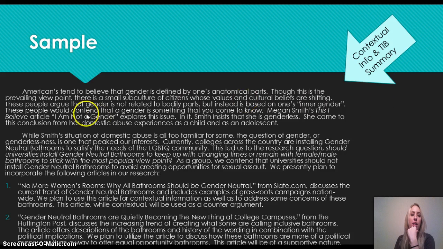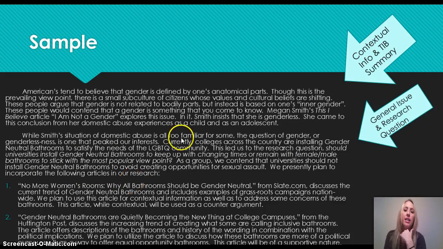Then I move on and I say, while Smith's situation of domestic abuse is all too familiar for some, the question of gender or genderlessness is one that piqued our interest. Currently, colleges across the country are installing gender-neutral bathrooms to satisfy the needs of the LGBTQ community. This led us to the research question, should universities install gender-neutral bathrooms to keep up with the changing times or remain with female-male bathrooms to stick with the most popular viewpoint? As a group, we contend that universities should not install gender-neutral bathrooms to avoid creating opportunities for sexual assault. We presently plan to incorporate the following articles in our research.